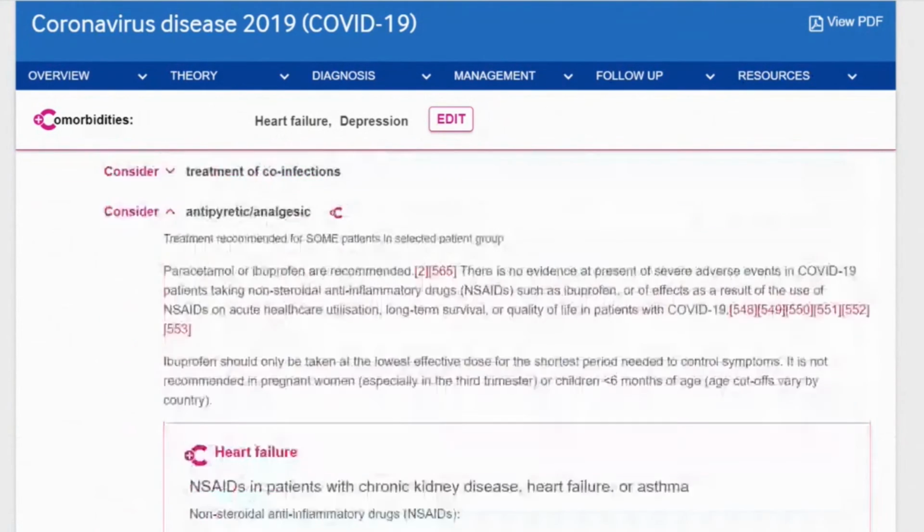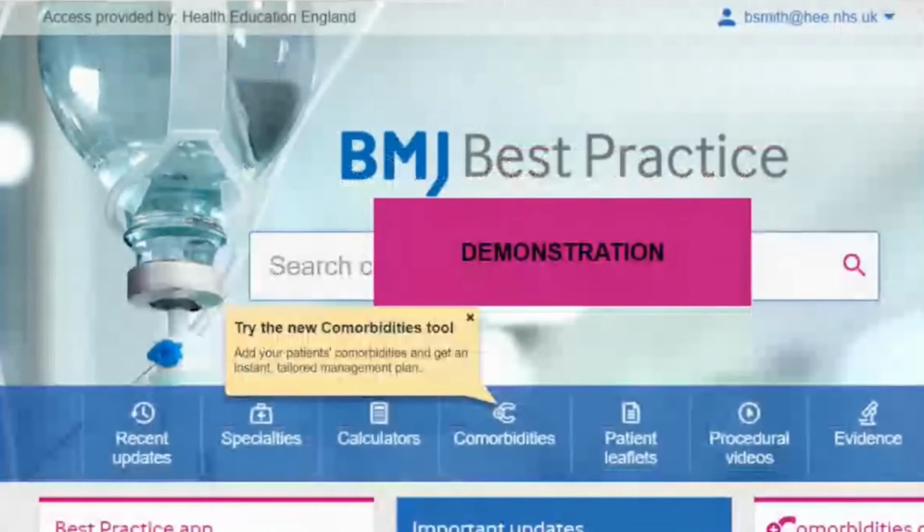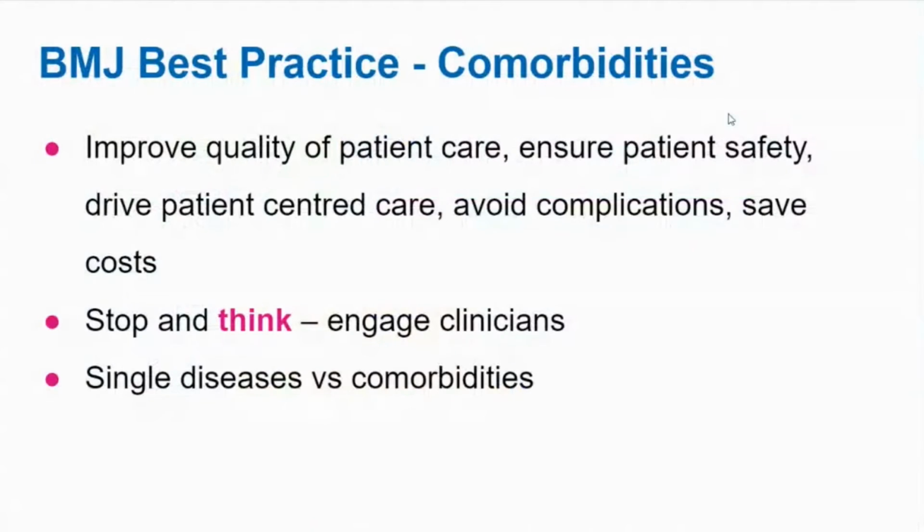And so that's COVID-19 and comorbidities. Now I'm just going to skip back to my slides, and this is the last slide, I think. And so the purpose of the comorbidities tool is to improve the quality of care, ensure patient safety, drive patient-centered care, avoid complications, save costs, things that everyone else is trying to do. What makes us different?